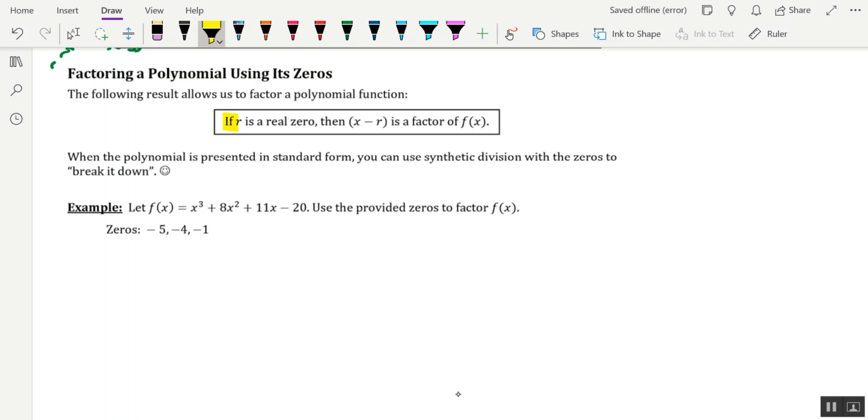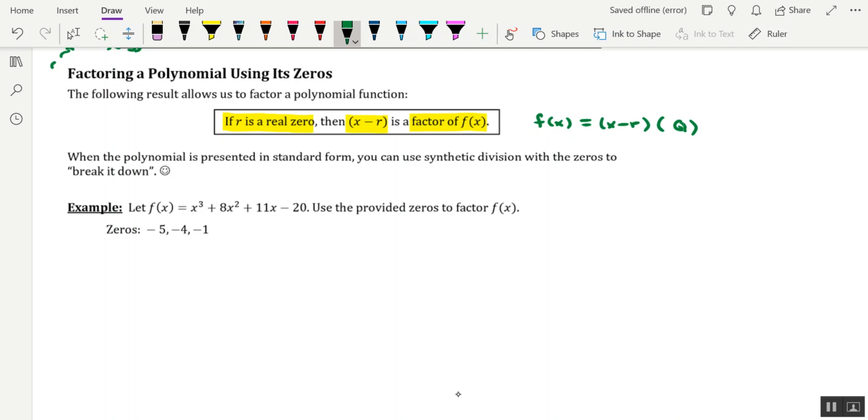It says that if r is a real zero, then x minus that real zero is a factor of the polynomial function f of x. Stated symbolically, if r is a real zero, then f of x breaks down into a factored form where one of the factors is x minus that real zero, and what remains after you factor out x minus r is going to be a quotient polynomial, which we get from synthetic division.